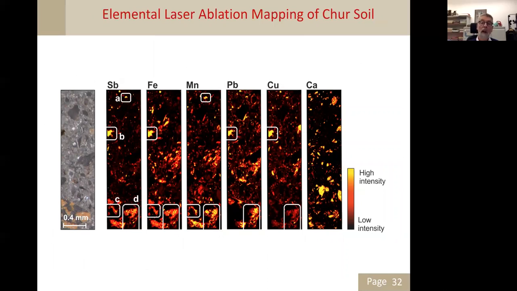To check further this hypothesis that manganese oxides and hydroxides are really also important as sorbing phases, here are some results from the material taken from these columns and analyzed by elemental laser ablation mapping. And you see here 4 patches, A, B, C, D, in all these pictures. And you see here the various elements, antimony, iron, manganese, lead, copper, and calcium, which were analyzed for. If you compare, for example, in A, we have antimony collocated with manganese, but not with iron. While in B, we have the opposite. It's collocated with iron, but not manganese.